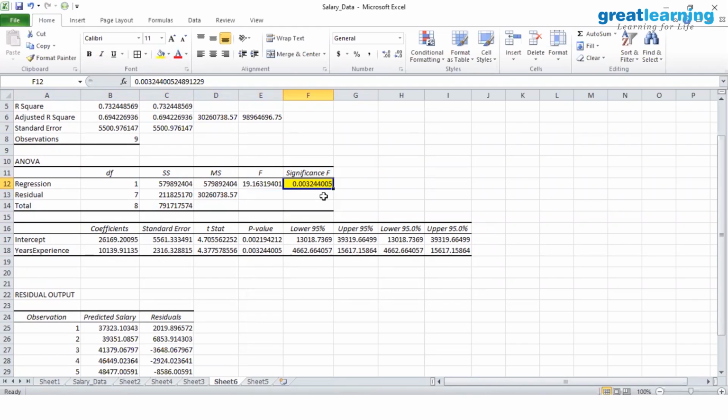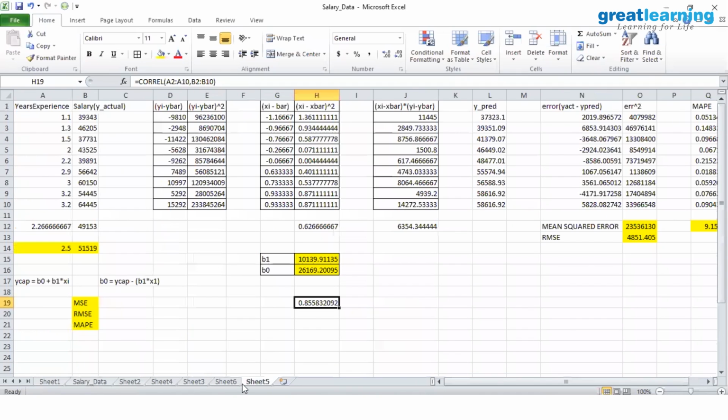So P is low, the null will go. So the regression model is worth executing, right? What does it signify? The years of experience is a good predictor to identify the salary. All right.